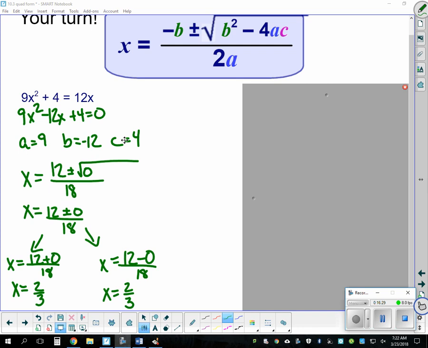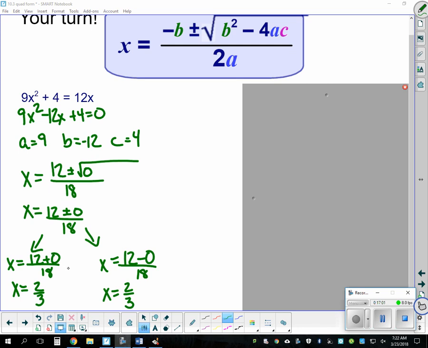So here's my A, B, and C. I plugged in. My chunk that's under the radical ended up being 0. The square root of 0 is just 0. So 12 plus or minus 0 over 18. Now I did split them, but what happened? I got the same answer on either one because 12 plus 0 is the same answer as 12 minus 0. So if you get a 0 under here, then really you're only ever going to have one answer.